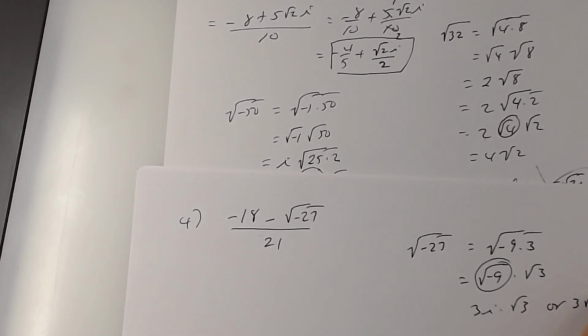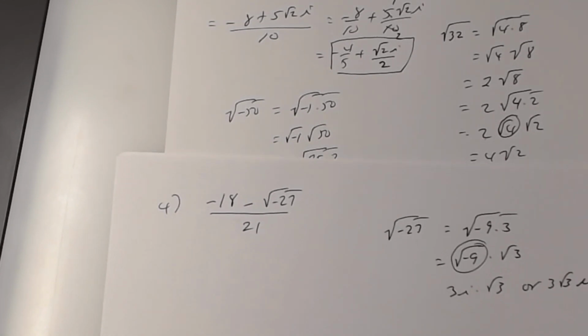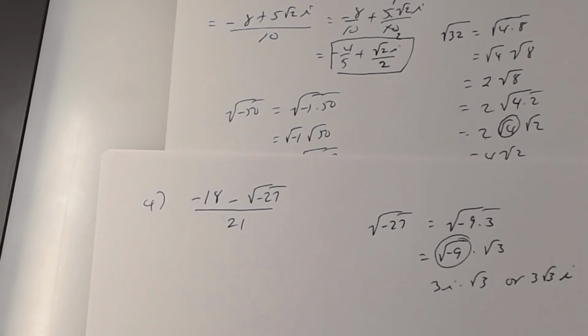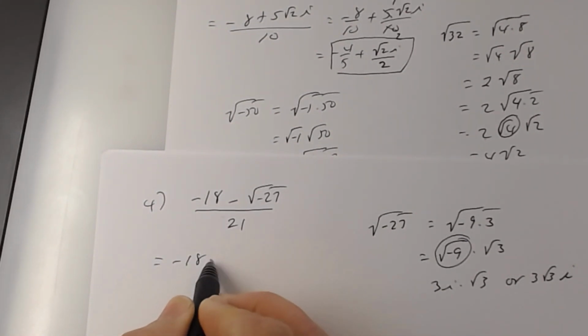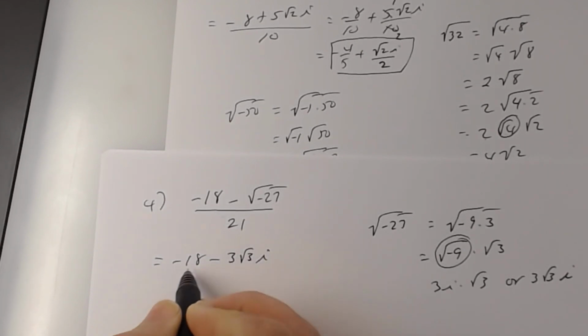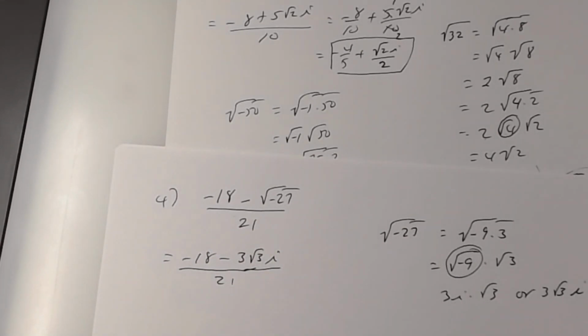Or you can write it as 3 square root of 3 times i. It's up to you. His is probably a little bit quicker. Well, it is quicker, and for some of you it's a little bit better to understand. But remember, the square root of negative 9, we already did something like that a while ago. That's just 3i. So you get 3i times the square root of 3, or 3 square root of 3i. So I get negative 18 minus 3 square root of 3i, all over 21.